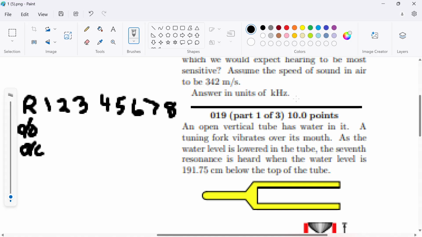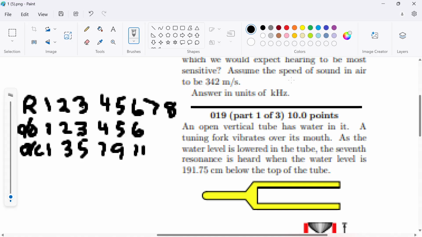So the first resonance in an open is one harmonic. In an open closed, one harmonic. Now they get different. The second resonance in an open is two harmonics. In an open closed it is three. See how it's getting different? The third resonance is 3 for open, then it's 5. 4, 7; 5, 9; 6, 11; 7, 13.